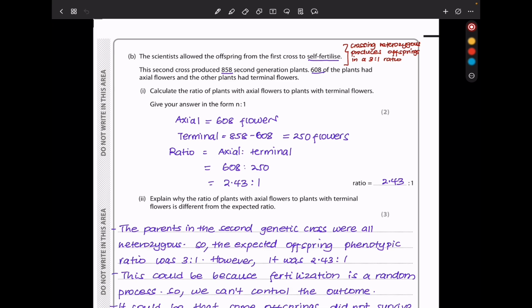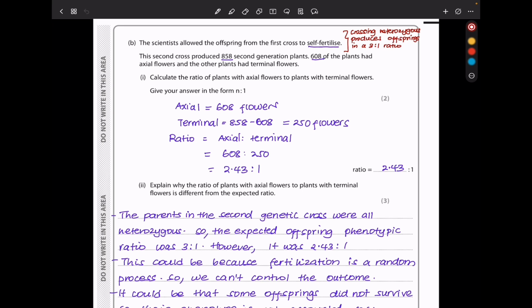In part B, the scientists allow the offspring from the first cross to self-fertilize. The second cross produced 858 second-generation plants. 608 of the plants had axial flowers, and the other plants had terminal flowers. They wanted to calculate the ratio of the plants with axial flowers to the plants with terminal flowers, and they wanted the answer in n to 1. The axial flowers are 608, and that means the terminal are going to be the total, which is 858 minus 608, giving us 250 flowers. So the ratio of axial to terminal is going to be 608 to 250, which is 2.43 to 1. And that was my answer here.